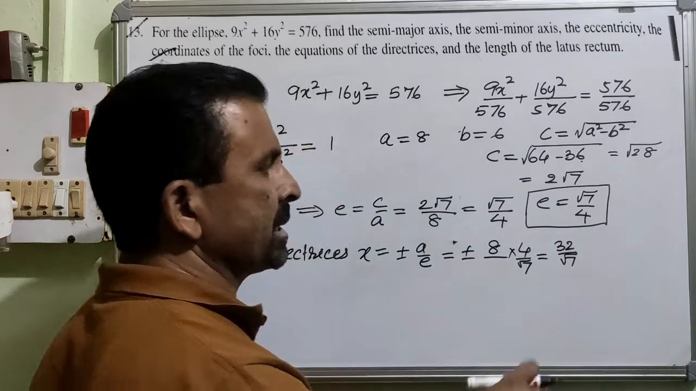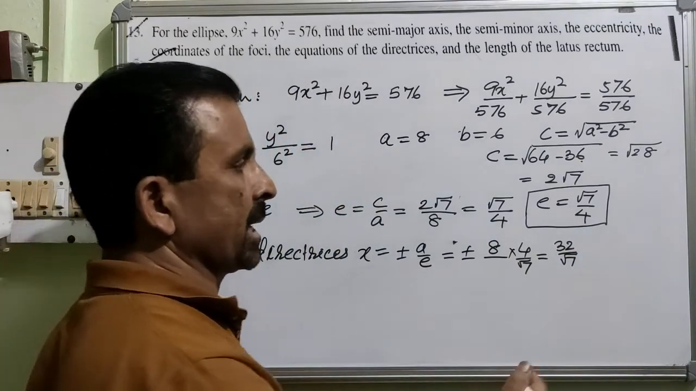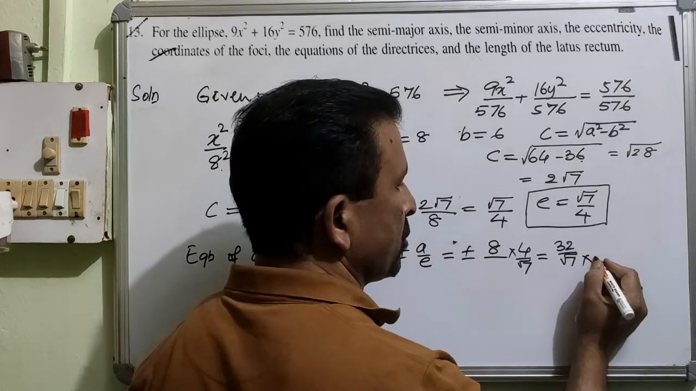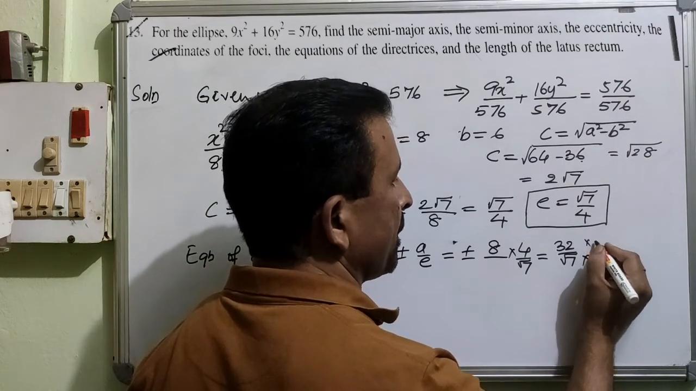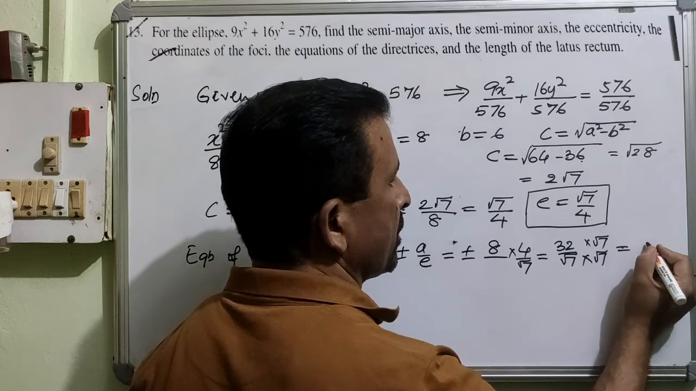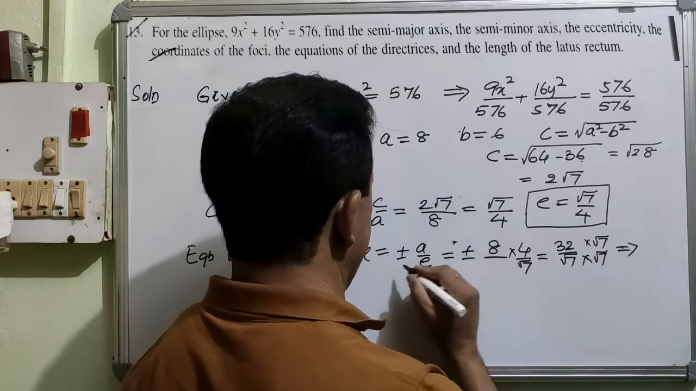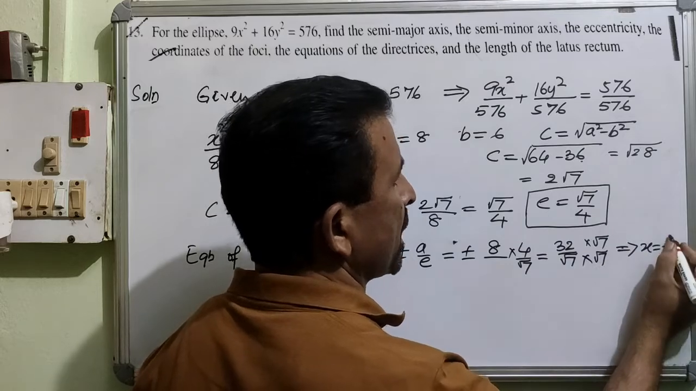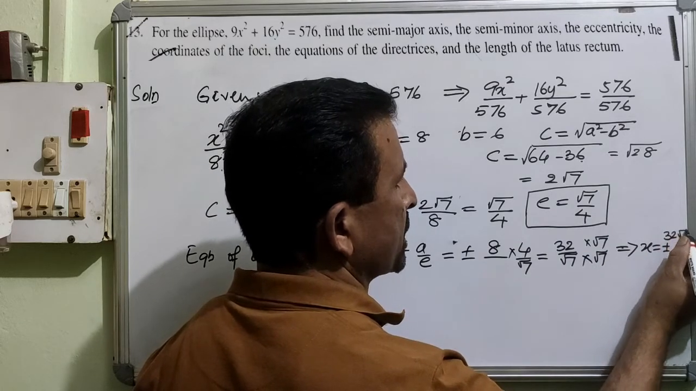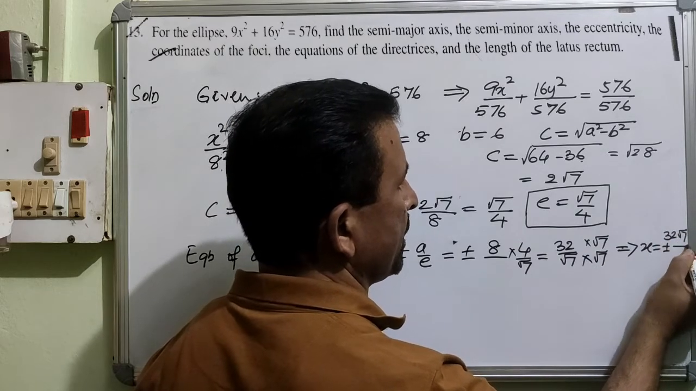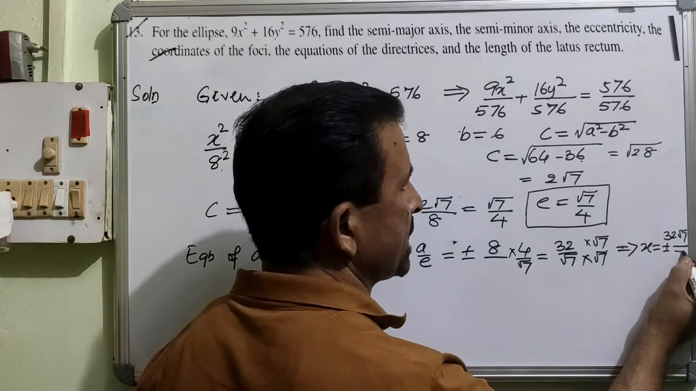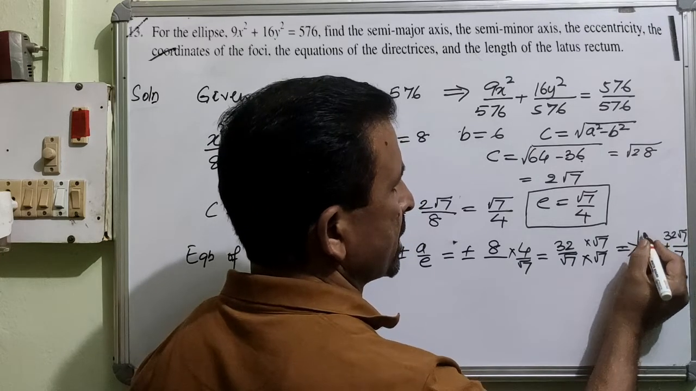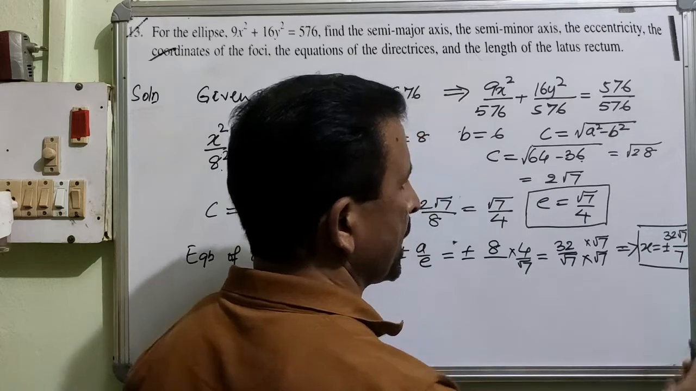Now, the radical number is in the denominator. Therefore, it needs to be rationalized. So, we are rationalizing. We multiply root 7 up and down. Finally, your answer for x will be equal to plus minus 32 root 7 divided by 7. Root 7 into root 7 is simply 7. This is the equation of your directrix.